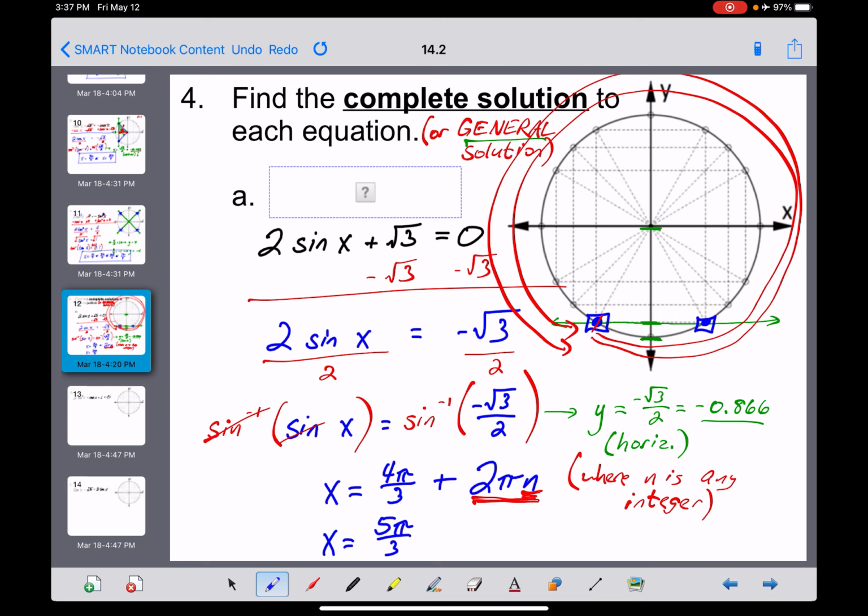And that's basically how we handle complete or general solutions. I'm going to do the same thing down here with 5 pi over 3 plus 2 pi n. And that right there, guys, I know it looks weird, represents an infinite number of solutions, because in each case, there's an infinite number of values that you can put in there for n. Kind of a weird one. Let me show you what I mean by that real quick.